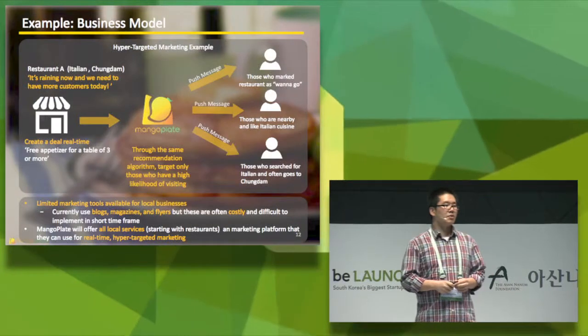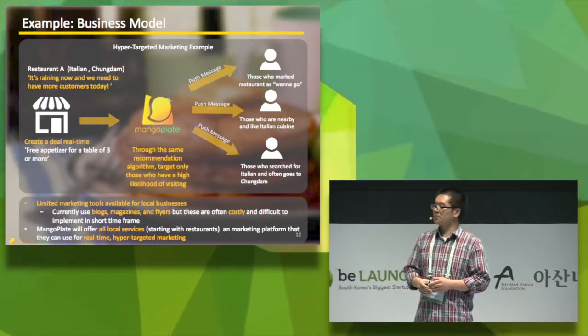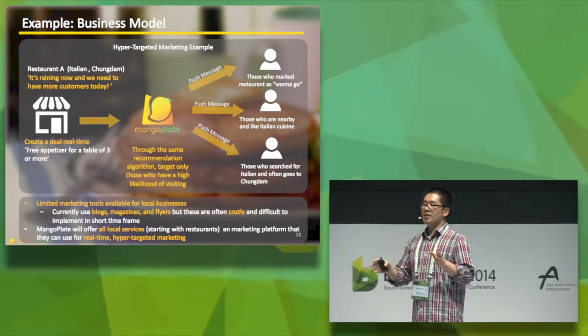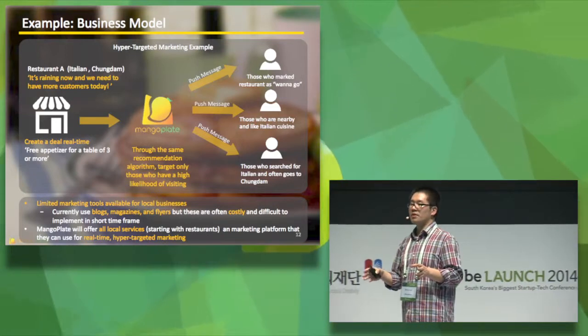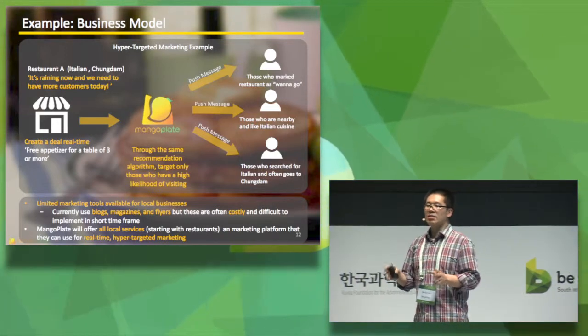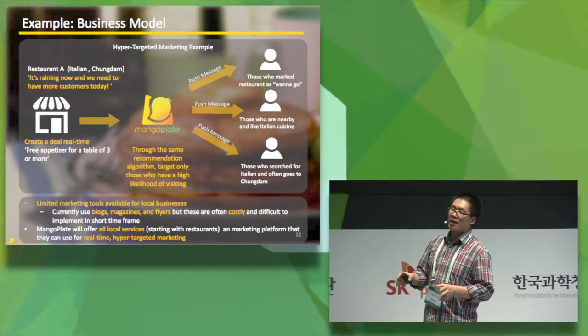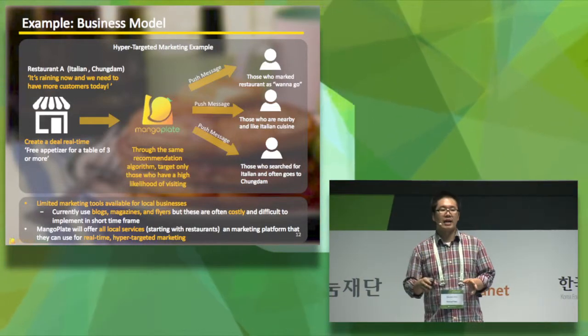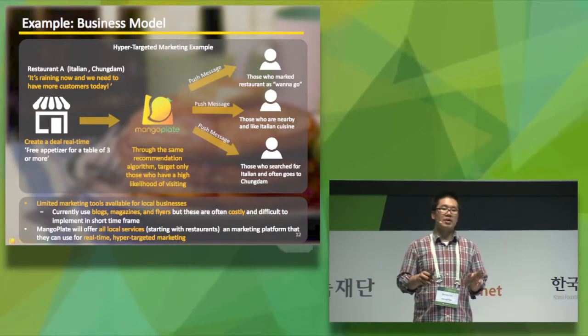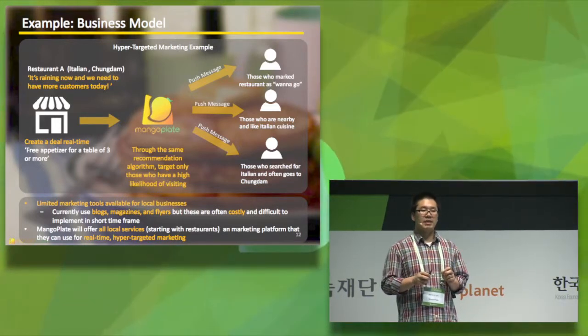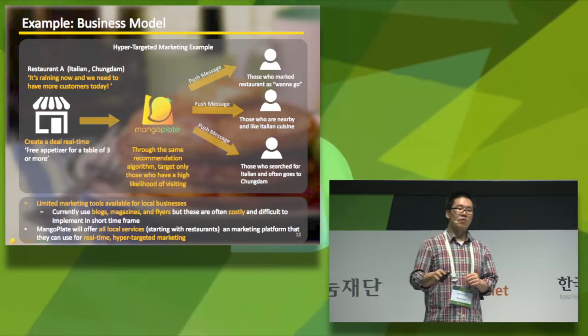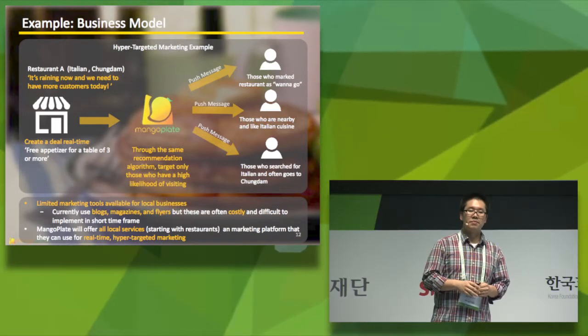Let's go through an example to illustrate how it works. Let's say there's an Italian restaurant in Cheongdam-dong. Again, an Italian restaurant in Cheongdam-dong. And it's a rainy Wednesday, so the owner of the restaurant noticed that the business will be slower at night. And he decides to create a real-time theme using Mangoplate. Says, free appetizer for every table with 3 or more people.